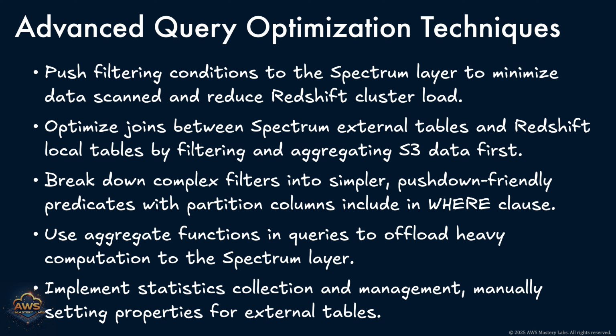Optimizing queries in Redshift Spectrum requires a deep understanding of how Spectrum interacts with both S3 and your Redshift cluster. One of the most effective techniques is predicate pushdown. When you use filtering conditions in your SQL queries, such as where clauses, Spectrum attempts to apply these filters directly at the S3 layer. This means only the relevant subset of data is read and transferred, significantly improving performance and reducing costs.